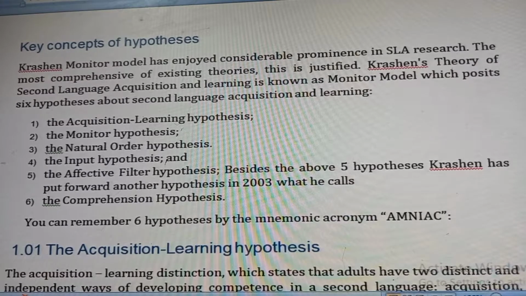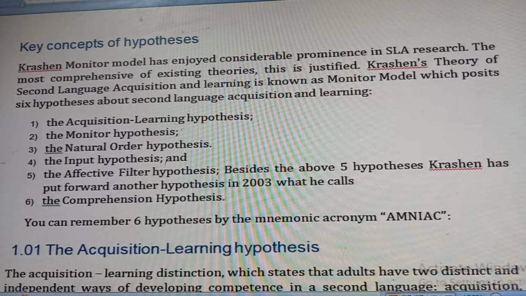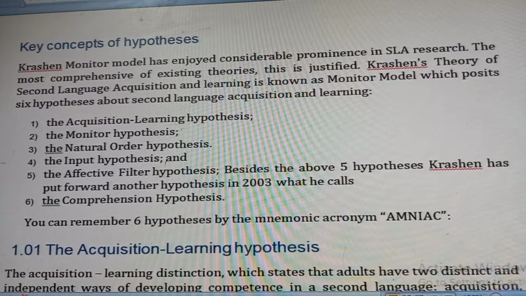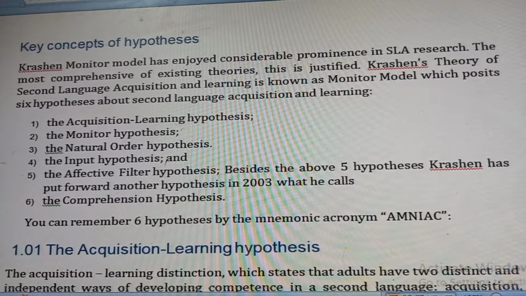Krashen's theory of second language acquisition and learning is known as the Monitor Model, which posits 6 hypotheses about second language acquisition and learning. Number 1, the acquisition learning hypothesis. Number 2, the monitor hypothesis. Number 3, the natural order hypothesis. Number 4, the input hypothesis, and the affective filter hypothesis.